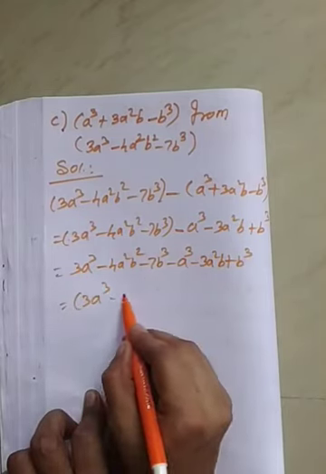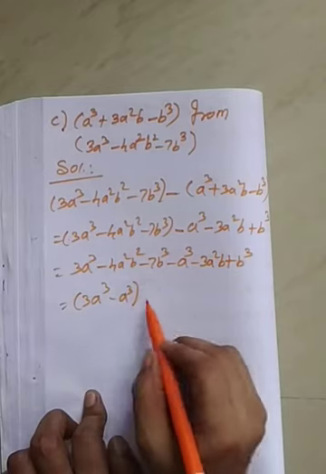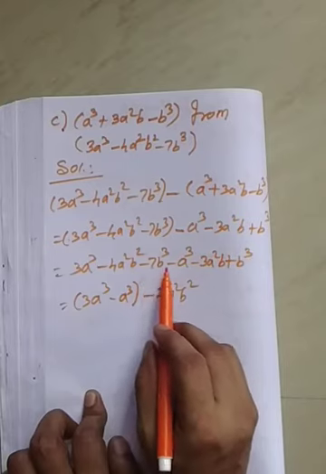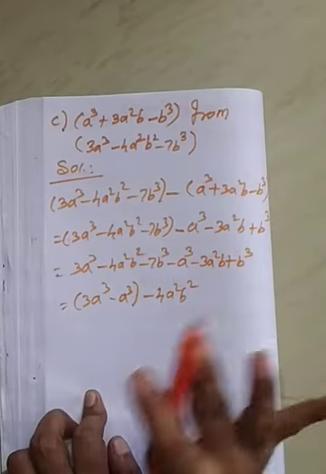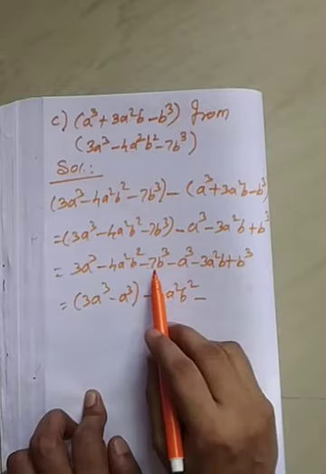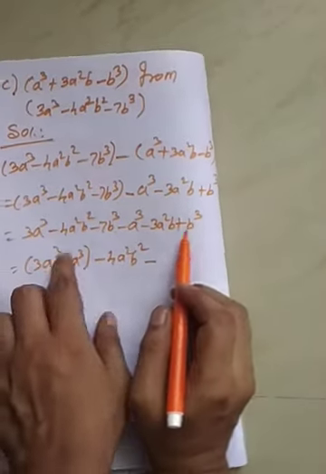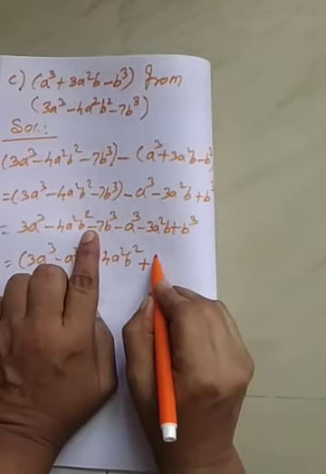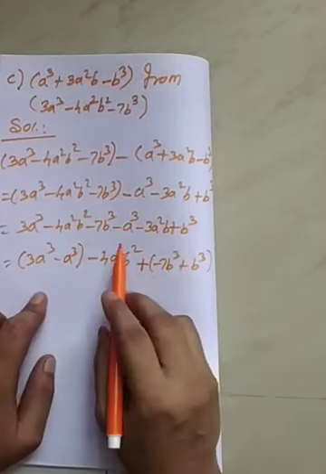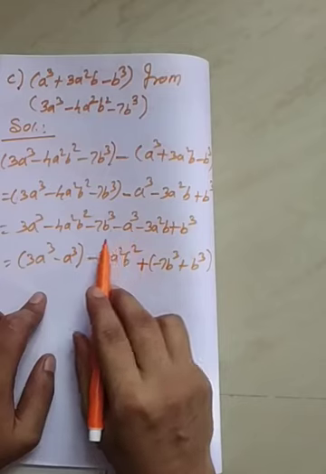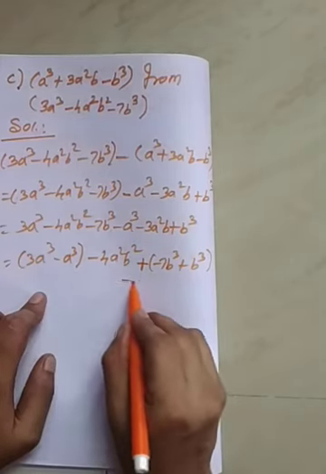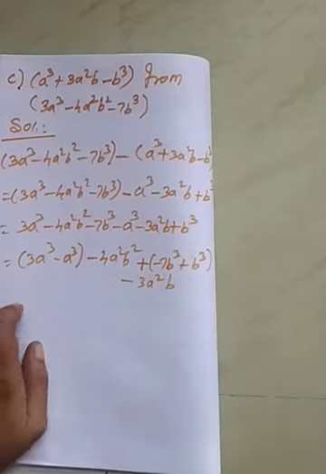Next in this one minus a cube. After that minus 4a squared b squared. Any other a squared b squared? No. Okay, right. The next minus 7b cube plus b cube. Okay, now you can put minus 7b cube plus b cube. After that minus a cube already you have to write. Then minus 3a square b.